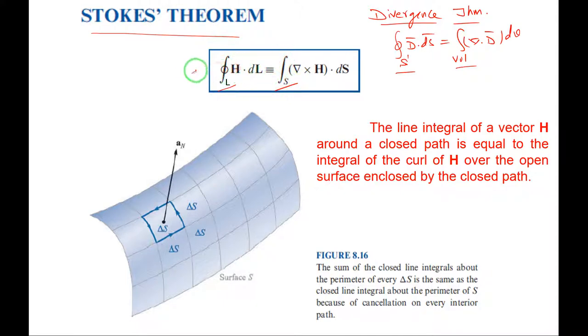Yes, just I will give the mathematical form of the Stokes theorem. The closed line integral, this indicates circle, closed line integral of H dot dl is equal to surface integral of curl of H, del cross H, into dS. I hope you have not understood and you should not understand also right now. Okay, fine. Just I'll read out the definition. The line integral of a vector H around a closed path is equal to the integral of the curl of H over the open surface enclosed by that closed path. Okay, I will not understand right now anything, right?